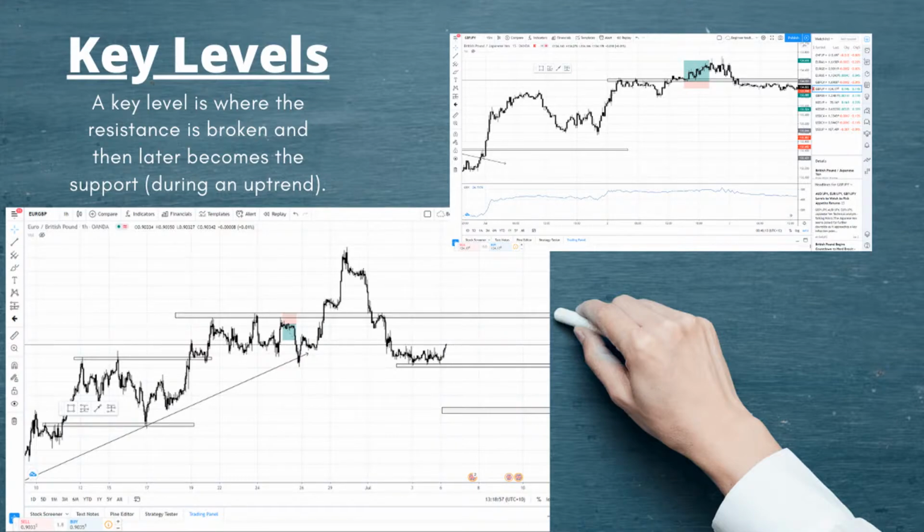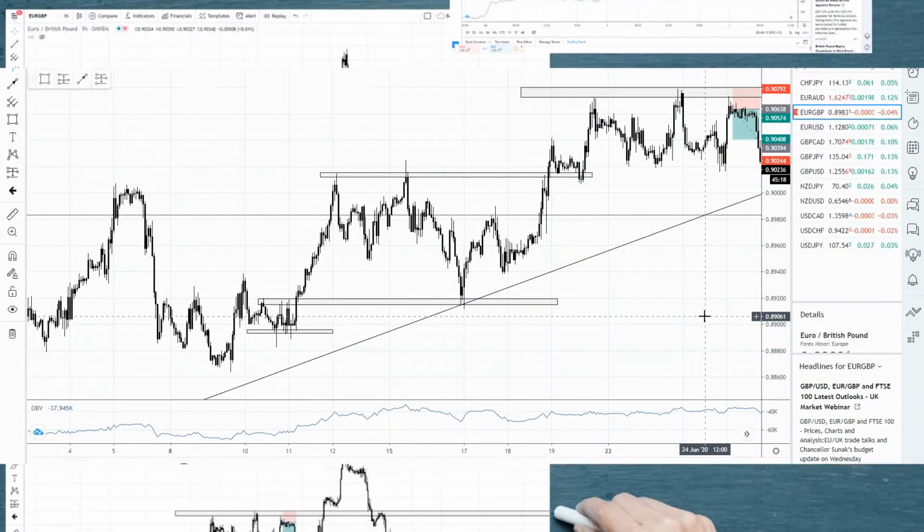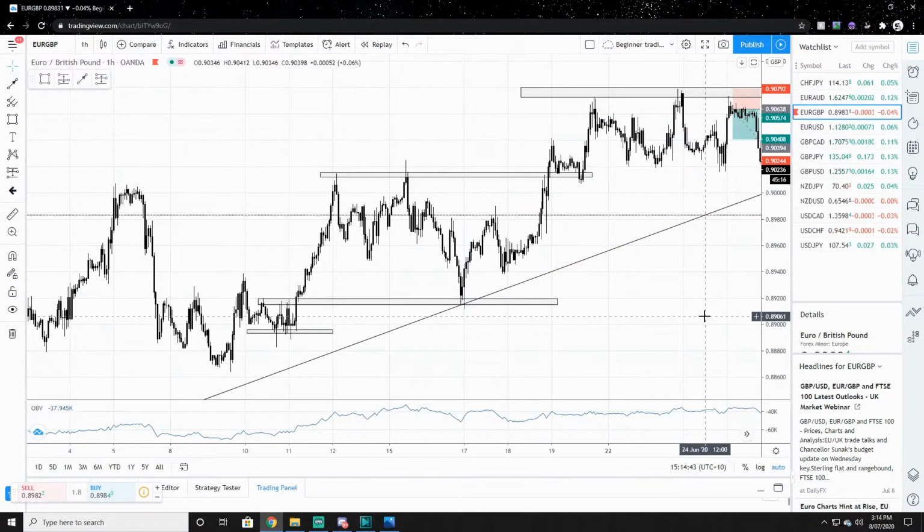Alright guys, so now we're back on TradingView, and to make this as simple as I can, I'm just going to say a saying that's quite known around the trading world, and it's that ceilings become floors in an uptrend, and floors become ceilings in a downtrend.